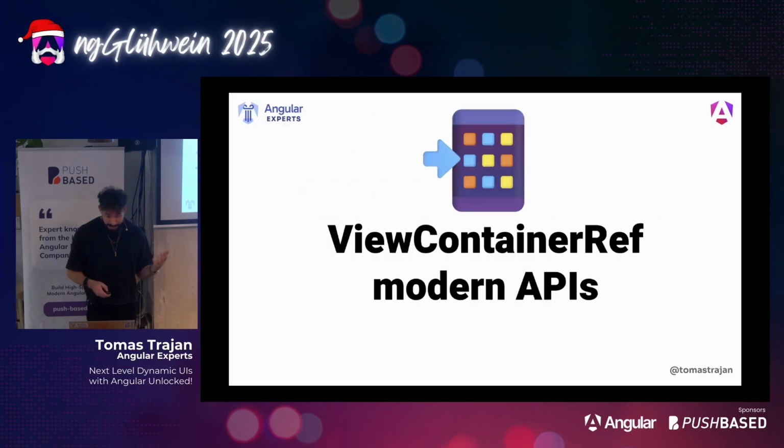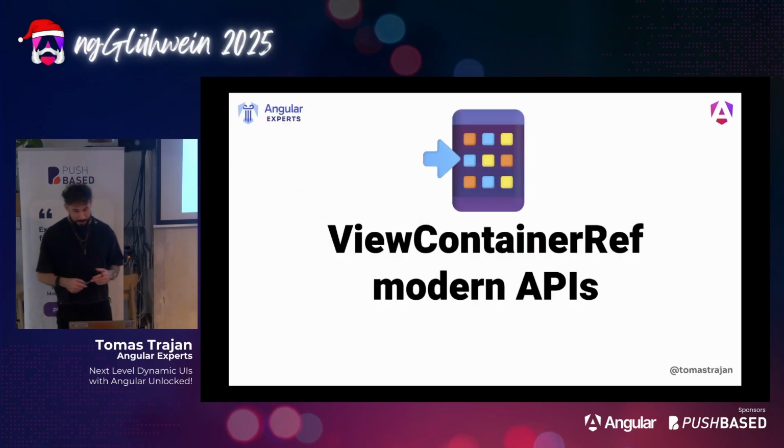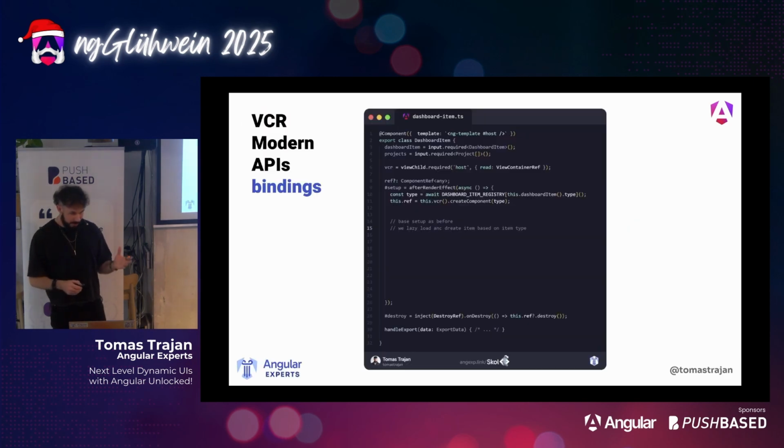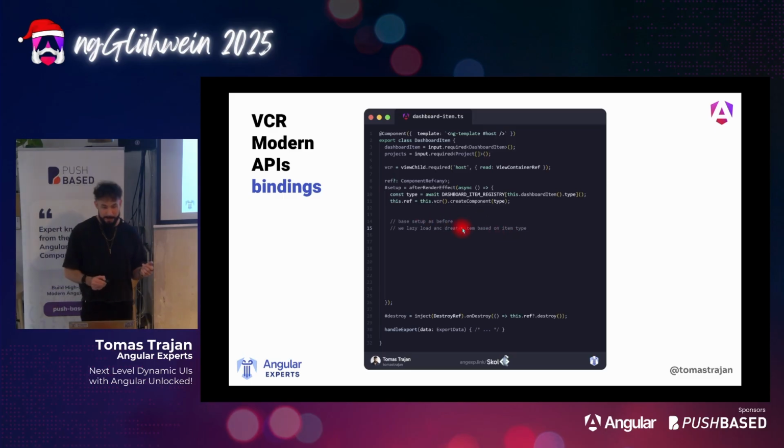Right. So and now on to the best way. So with the modern APIs for the ViewContainerRef. So again, we have the same setup, right? We have the dashboard item, we already have the template, we already get the ViewContainerRef from that template with the viewChild, we already are storing the reference to the component, we are getting and instantiating the, well, basically asynchronously importing the component, and we are already creating the component with the ViewContainerRef.